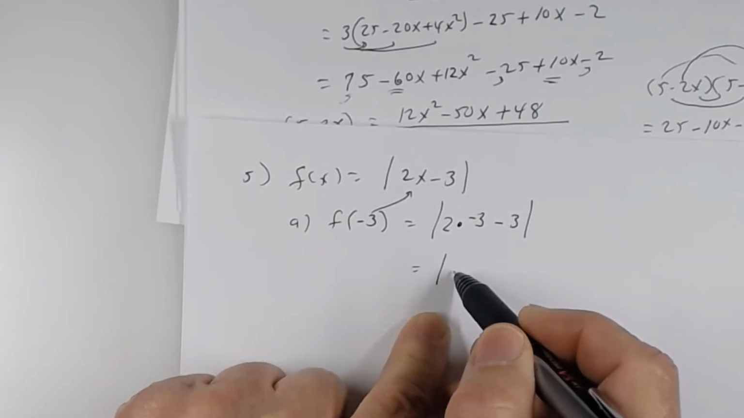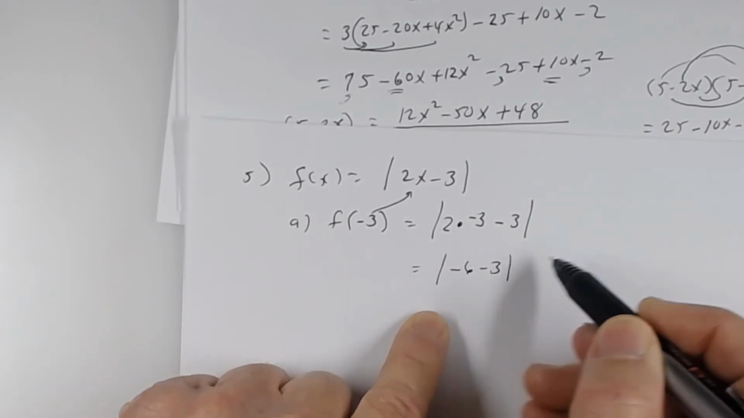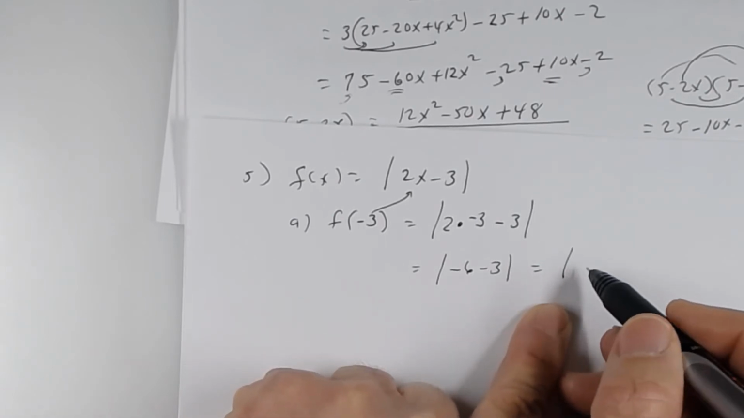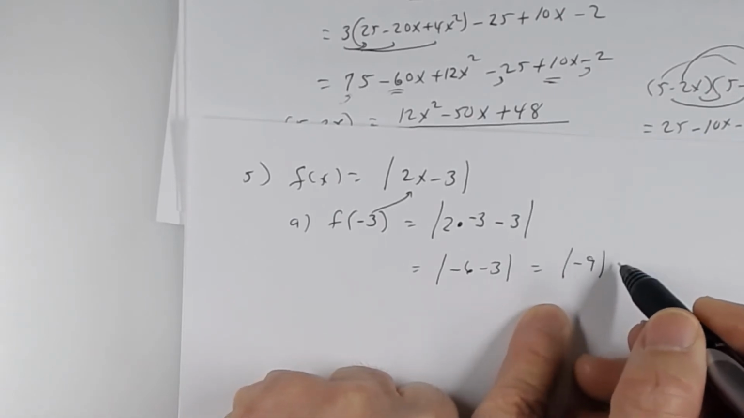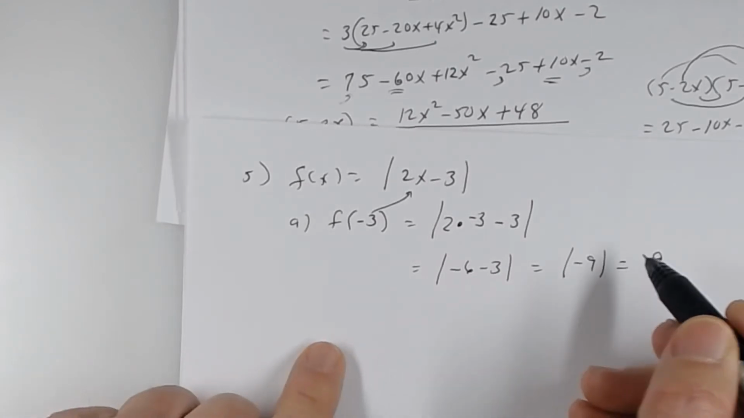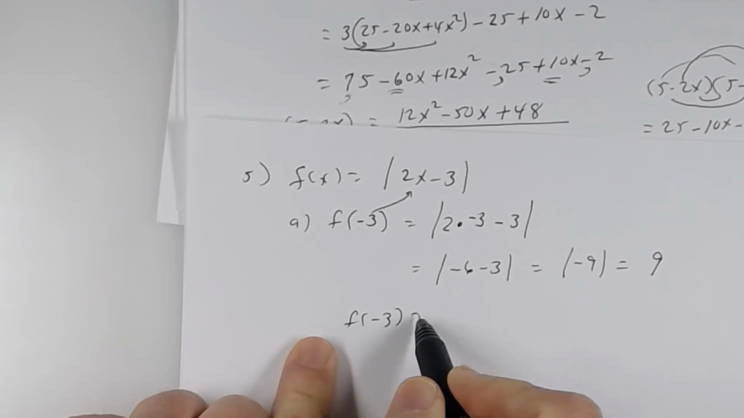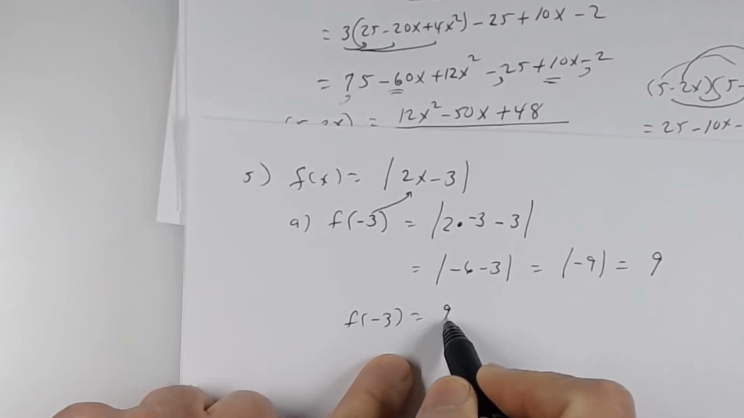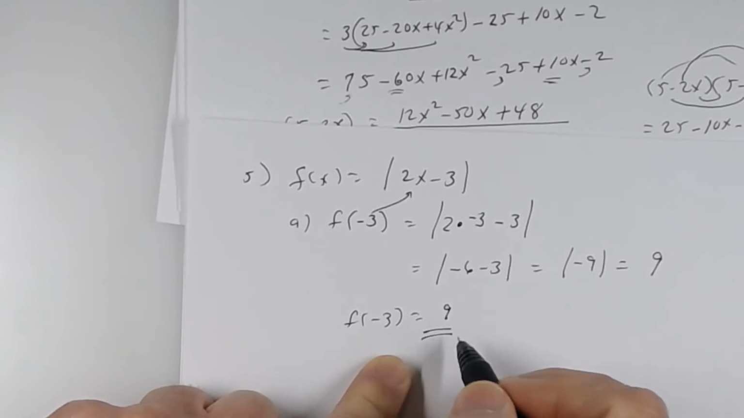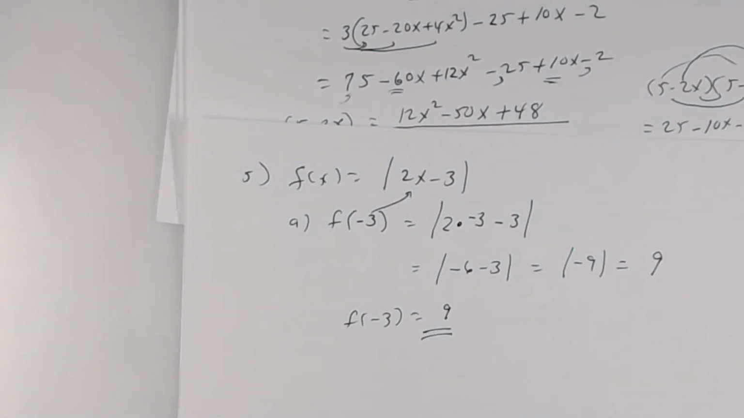Negative 6. And look at what I have. I have the absolute value of negative 6 and negative 3, which is the absolute value of negative 9. And you all know that the absolute value of negative 9 is just 9. So f of negative 3 is just 9. Don't say the absolute value of 9. You got to say what? 9. Okay?